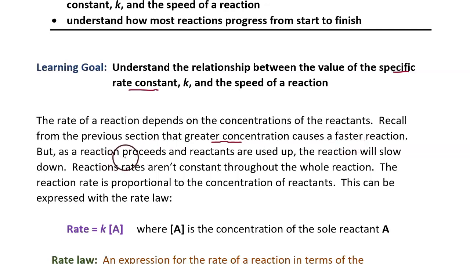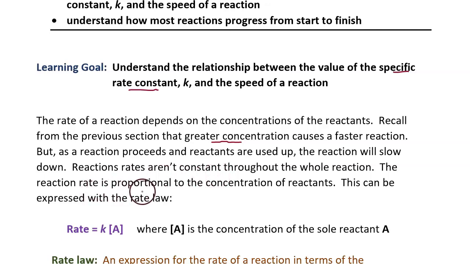However, as the reaction proceeds, the reactants will start to get used up. Then the reaction will slow down, because if the reactants are used up, there's not going to be as much concentration of the reactants. There will be fewer particles to collide, thus there will be less product formed. Reaction rates are not constant throughout the whole reaction.